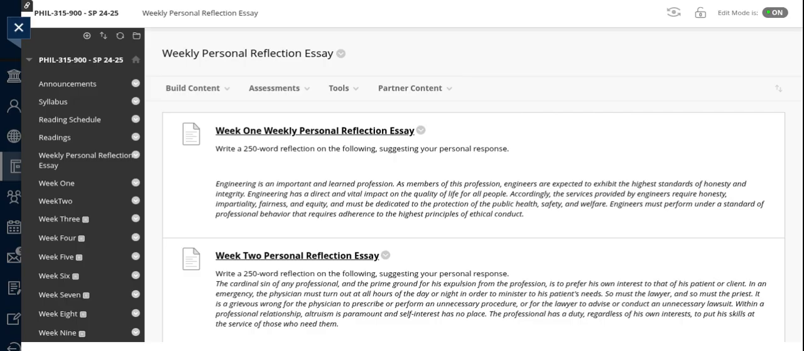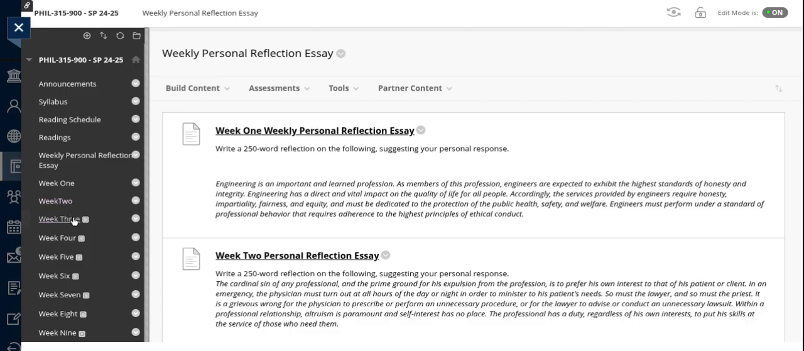But it should be a thoughtful, well-written response. So the discussion boards, the thrice weekly discussion boards, remember there's a discussion board for every reading, and the weekly personal reflection essay are the weekly requirements for the course, and that will just proceed.